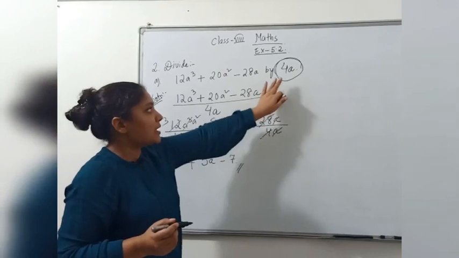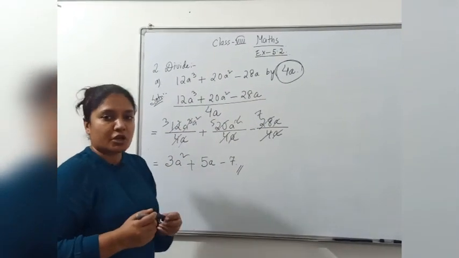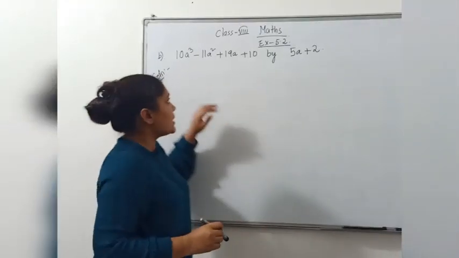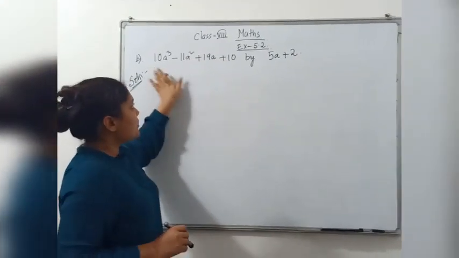Understood? Only a single term you can do in this method. Okay? Next, question number B. In question number B, just see what the question is saying. This is the same polynomial, more than 3 terms, right? This is going to be a polynomial.